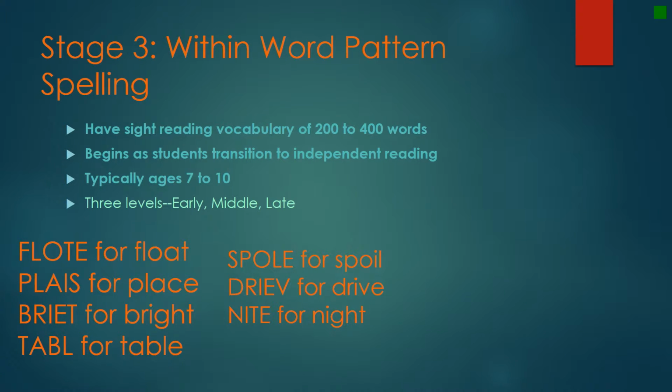Now, the within word pattern spelling stage is when students are beginning to have a sight word vocabulary when they're reading of around 200 to 400 words. They're usually between ages 7 to 10, and they're beginning to transition to independent reading. So their spelling would look more like this. They're trying to understand when they're using words that a vowel or two vowels might be required to form the words that they're trying to spell.